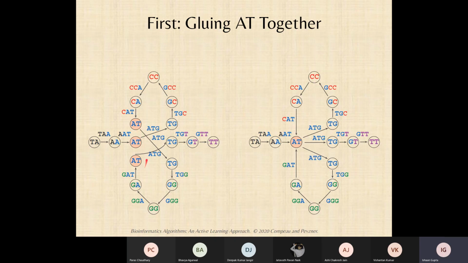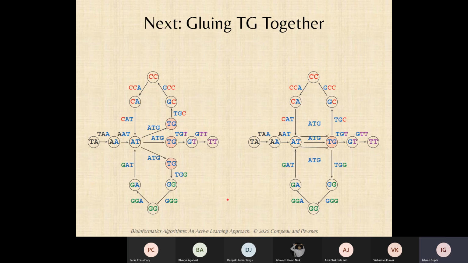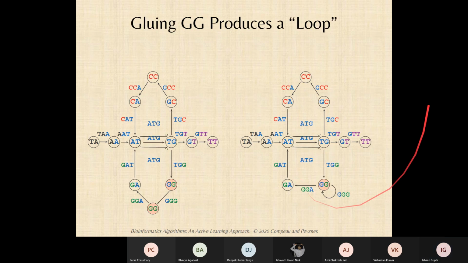So ATG was coming thrice. So you can take all the ATs and you can glue them together. Similarly, you can take all the TGs and you can glue them together. Then there is a GG here, right? There was a GGG, a trimer, and you can basically glue the two GGs together, and then this becomes a sort of a reduced graph. Okay, and the number of edges between the nodes represent how many times that specific k-mer was found.